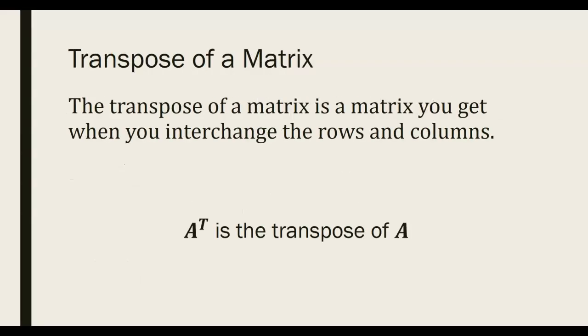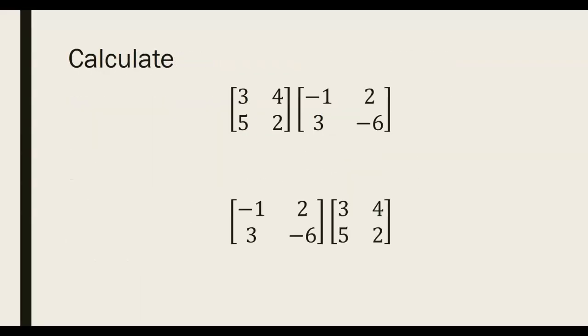Very last thing I want to do in this section is add a little bit of bonus time. Okay, so hopefully you didn't click off. This is the little bonus, all right? So we're going to go all the way back to matrix multiplication. We have 3, 4, 5, 2, negative 1, 2, 3, negative 6.